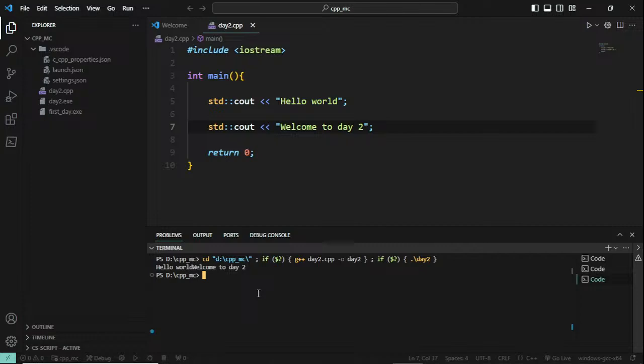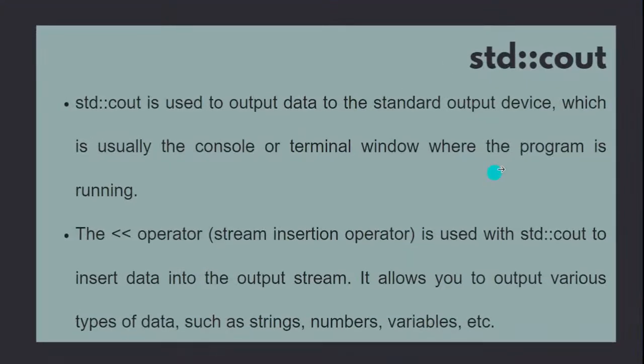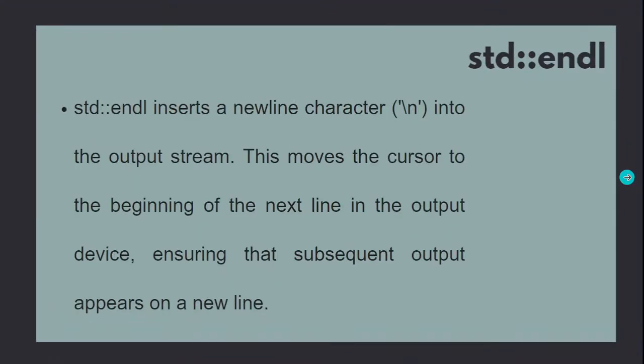Okay, that's actually a problem, but if you want to modify this, there is a way, and for that we can add another statement, which is something very simple: standard end line. What this end line will do is insert something known as a new line character, and if this new line character is inserted, it is going to shift to the next line. This moves the cursor to the beginning of the next line in the output, ensuring the subsequent output appears on a new line.